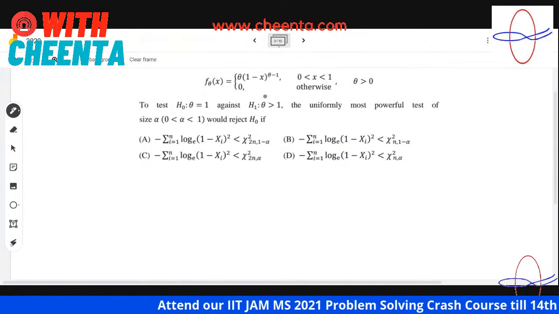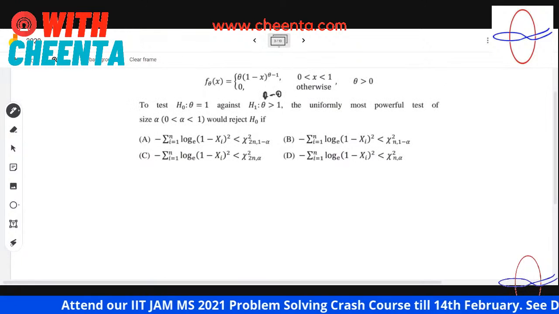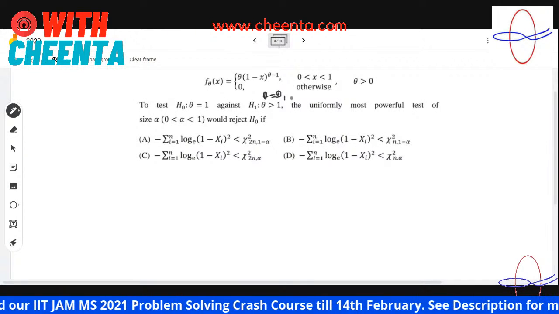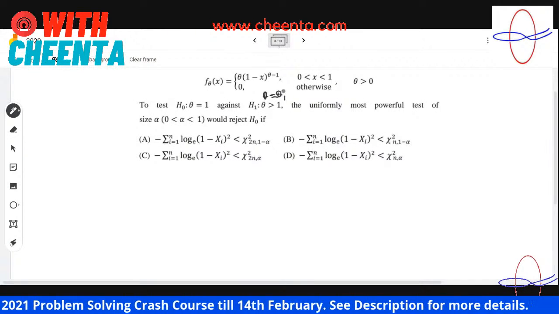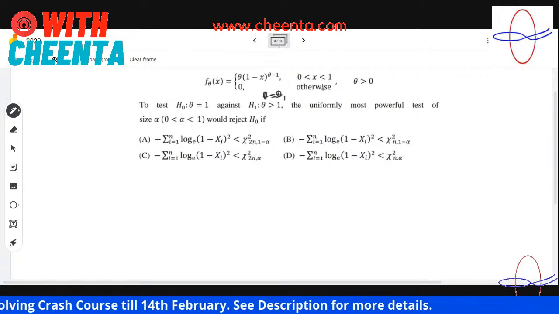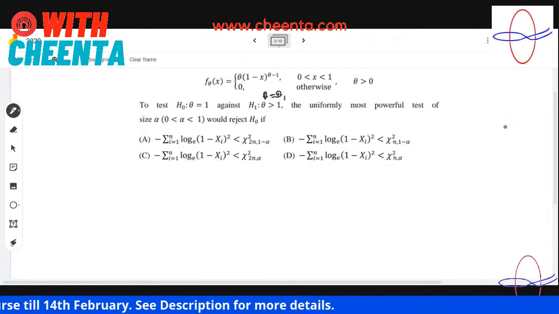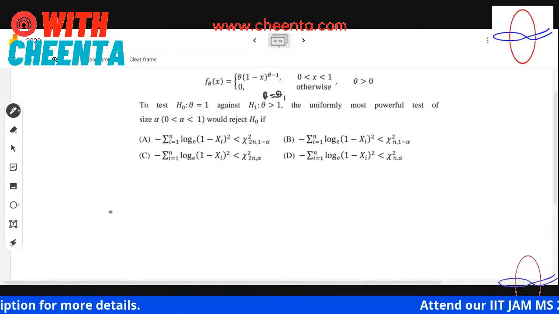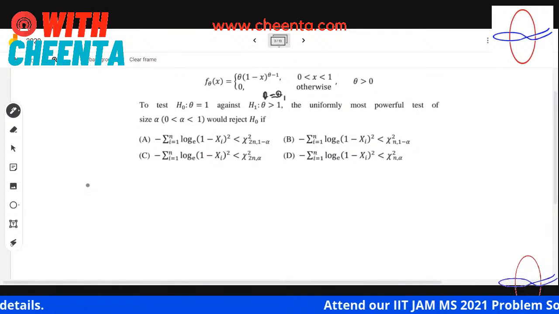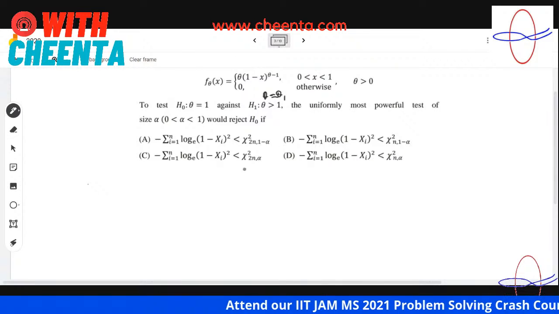Rather, what you will do is just assume theta is equal to theta 1 and do the test. Okay, you just assume any constant C greater than 1, and you take theta 1 to be the constant, and you will do the test. So how do you do it? Step 1 is consider theta equal to theta 1 and do the test.